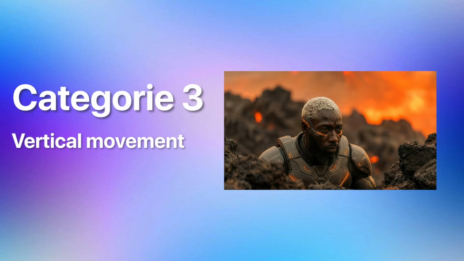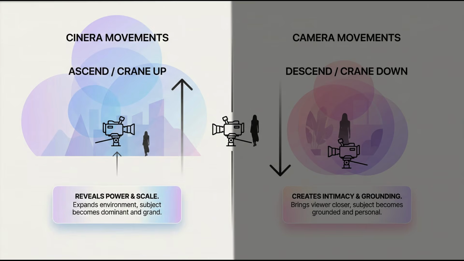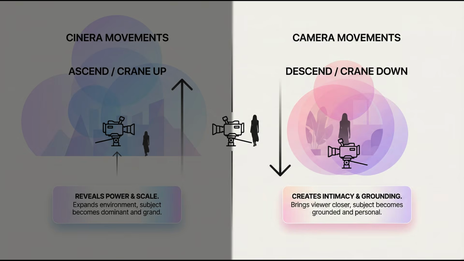Then category 3, vertical movements. Here the principle is simple. Moving up reveals power and scale, moving out creates landing and intimacy.